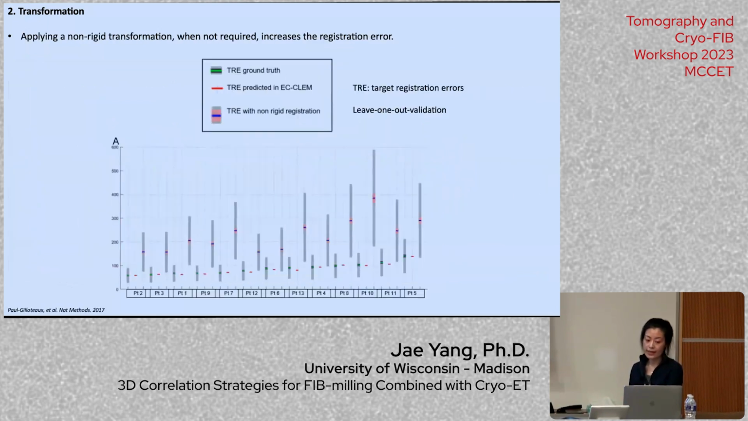And then actually another group also reported that if you apply non-rigid transformation when it's not required, it actually gives you worse registration errors. You can see that the bottom, those green lines, are the ground truths because they're also using leave-one-out validation. And if you apply the nonlinear transformation, in this case they also use TPS, at every point it gives you errors. So if you don't need it, don't use it.